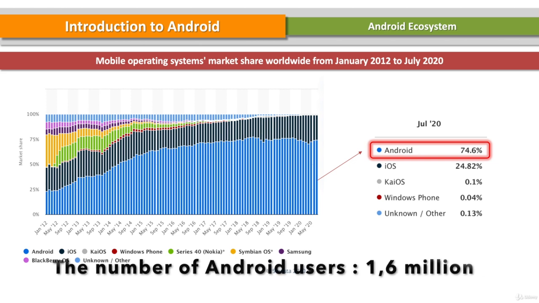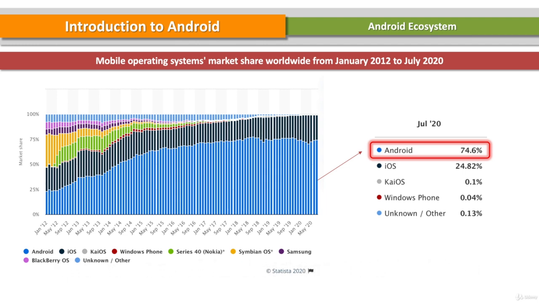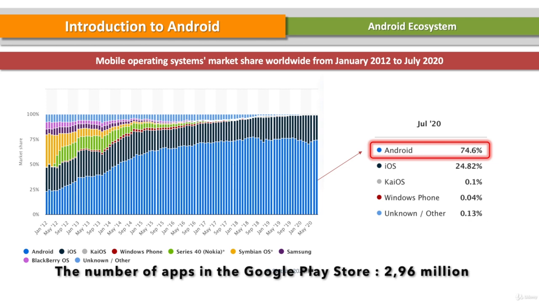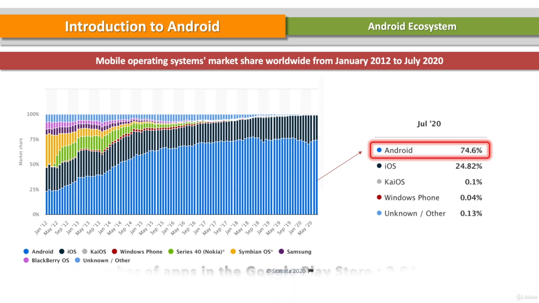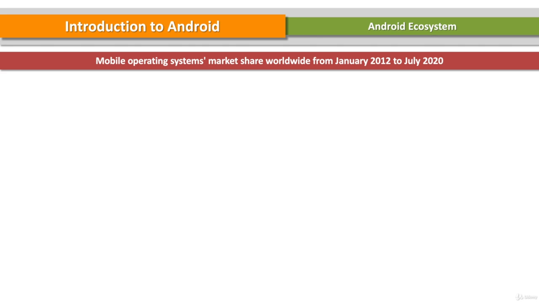1.6 billion of the 3.5 billion people using smartphones all over the world are Android users. And the number of available apps in the Google Play Store is 2.96 million. These are huge numbers, wouldn't you agree? So let's have a look at which versions of Android are used most widely.